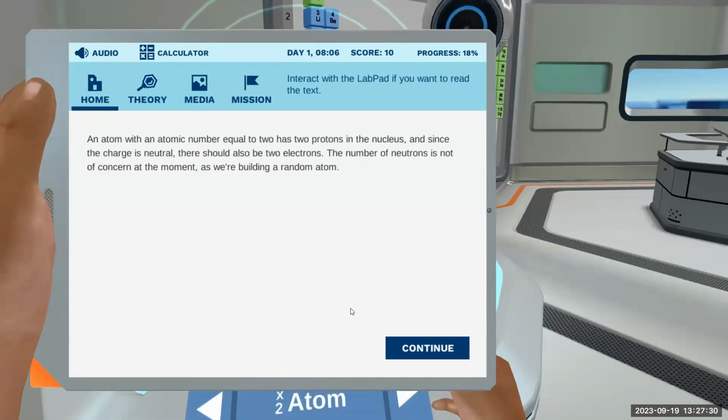An atom with an atomic number equal to 2 has 2 protons in the nucleus, and since the charge is neutral, there should also be 2 electrons. The number of neutrons is not of concern at the moment, as we're building a random atom.